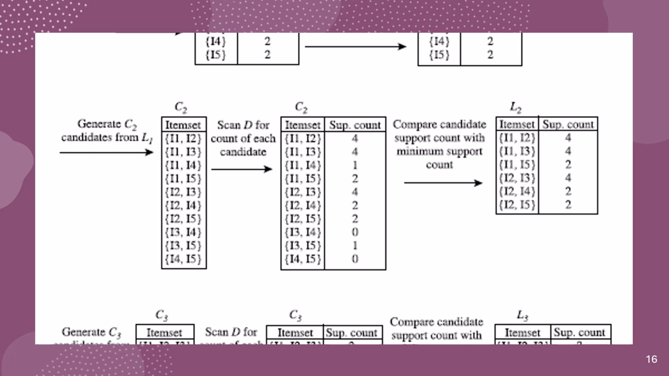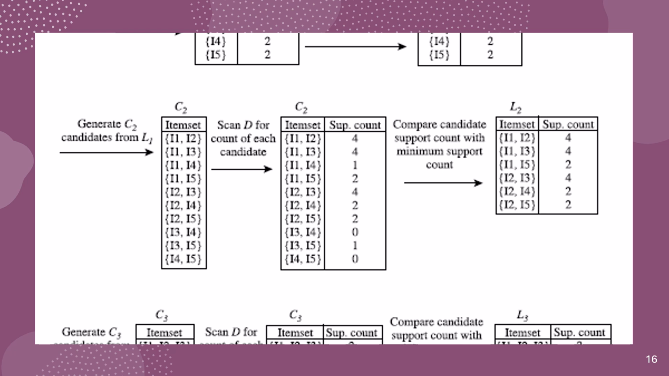The resulting pruned version of the C3 table is shown as the first table of the bottom row. Step 7: the transactions in dataset D are scanned to determine the L3 table, consisting of those candidate 3-itemsets in the C3 table having minimum support. Step 8: the algorithm joins the L3 table with L3 to generate a candidate set of 4-itemsets, that is, the C4 table.